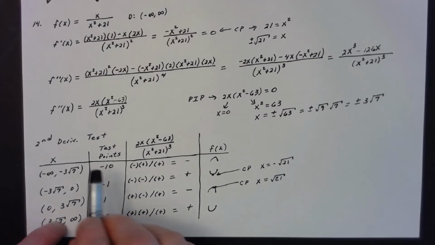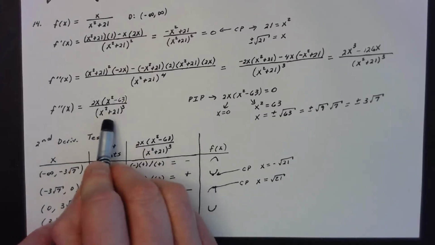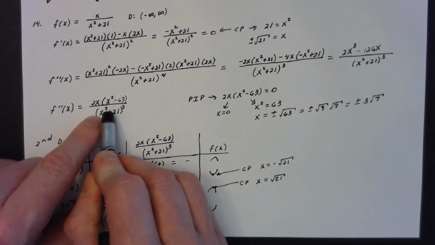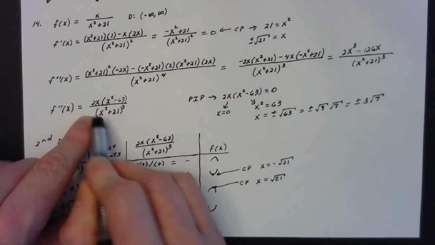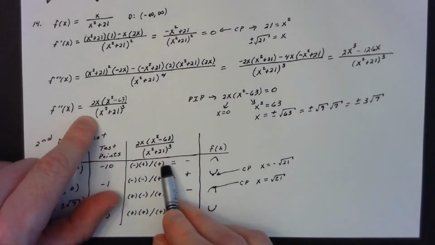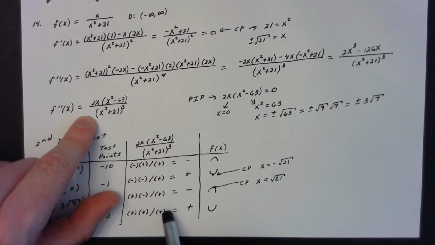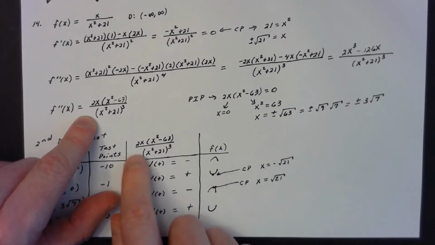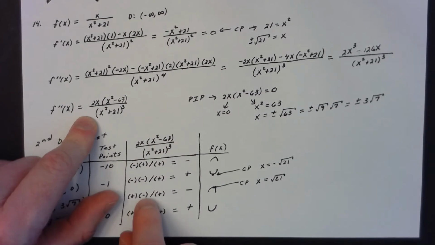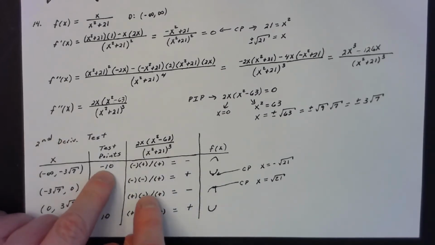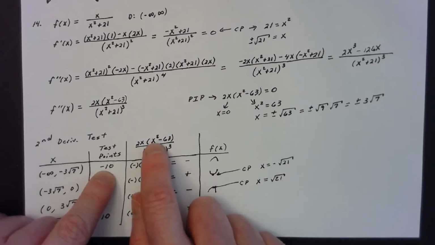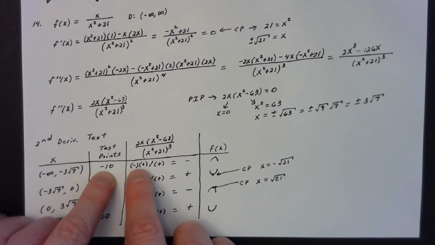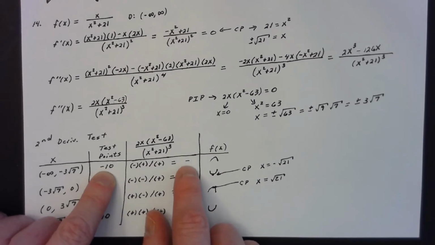Now, these test points get plugged into my simplified version of my second derivative. I know that the denominator, no matter what I plug into it, is a number squared plus 21, cubed. That's always positive. So you'll notice the denominator of each of these expressions is positive regardless of what you plug into it. But it's the term in the numerator that's going to determine the sign of the second derivative. So when I plug negative 10 in, I'll have a negative times, the second term would be a positive because it would be 100 minus 63. Well, a negative times a positive divided by a positive is going to give us a negative there.